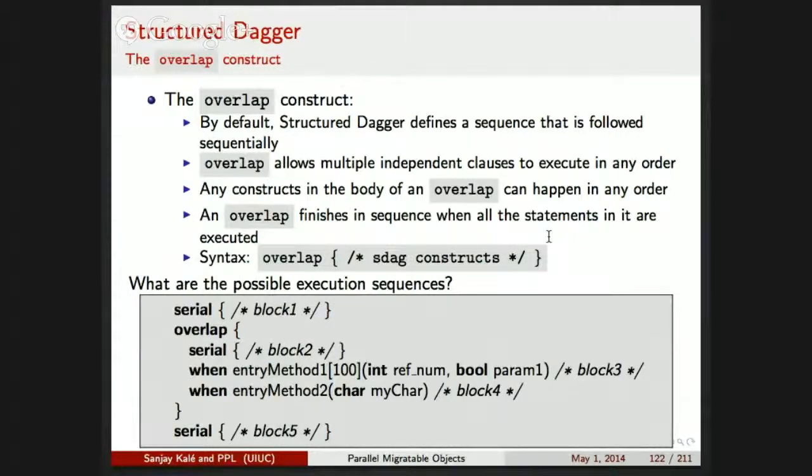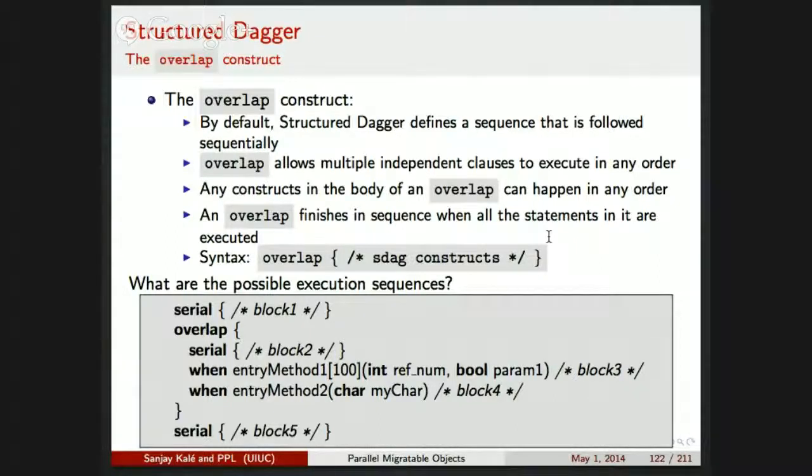Okay, so overlap is a construct that starts getting a little bit more interesting. By default, SDAG defines a sequence that is followed sequentially. Overlap allows you to add a little bit more uncertainty and asynchrony into the when blocks, or well, any SDAG construct. So overlap can let you adaptively overlap these blocks. For example, here, we know that we want to do block 1 first. And then we know that before we do block 5, we need to do blocks 2, 3, and 4, but we don't care in which order we do them.